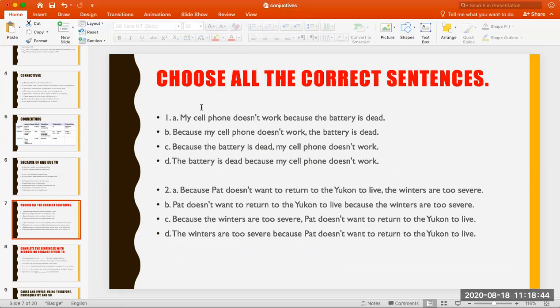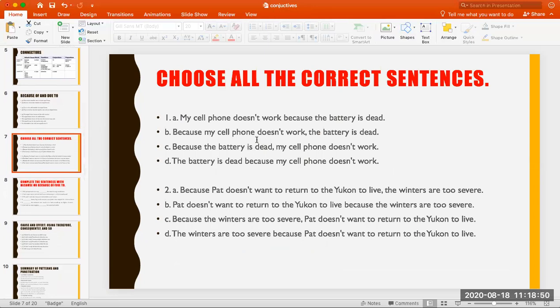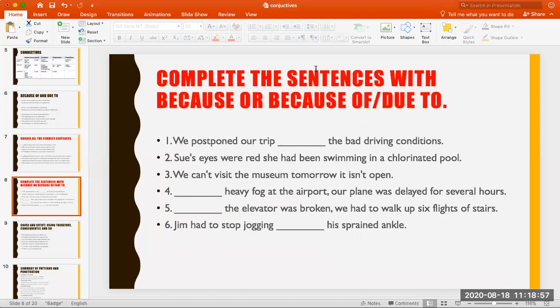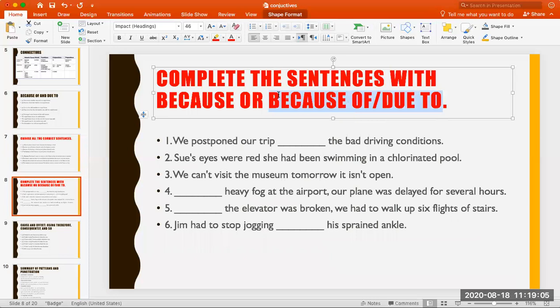There's an exercise here. Choose all the correct sentences. 1 and 2. Pause the video and try to answer them. And this is another exercise. Complete the sentences with because or because of or due to. Again, basically due to and because of have the same meaning, followed by a gerund or noun phrase, no subject, no verb, or the fact that, and then a subject and verb. Because has to be followed with a subject and verb. Sometimes it can be reduced. That's something we discussed earlier. So pause the video, try to answer these questions.